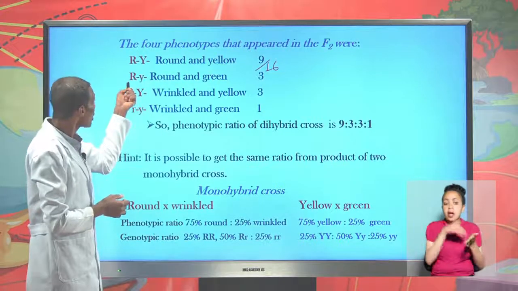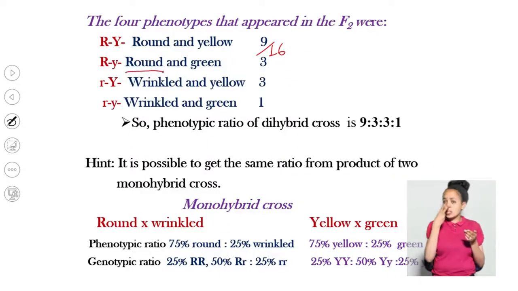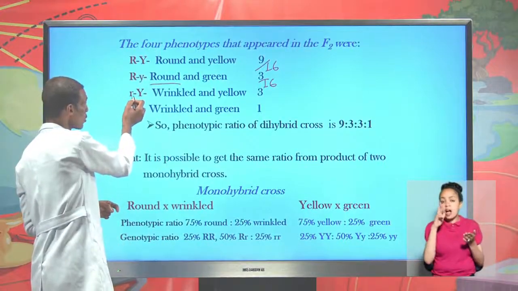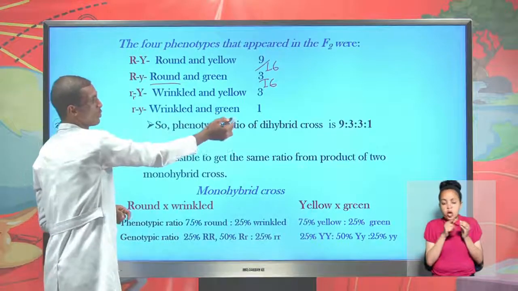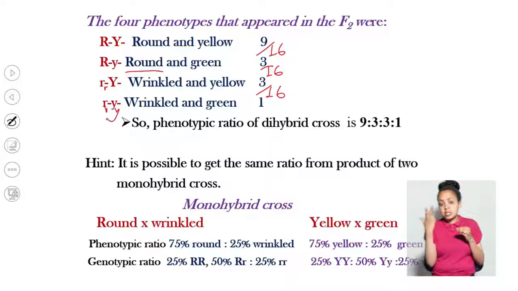And again, the one that looks like this, round green, can be around 3 out of 16. And again R small, this one, wrinkled yellow, about 3 out of 16. And the recessive one, which we call wrinkled green, can be obtained about 1 out of 16.